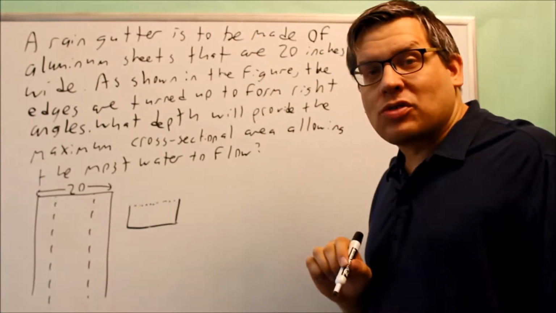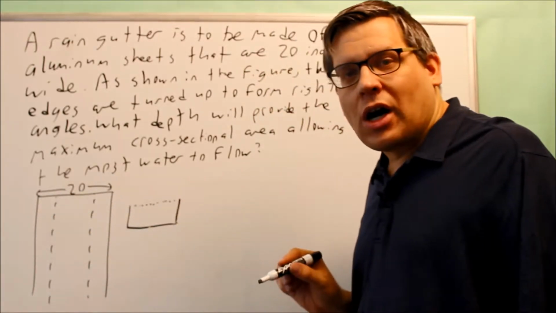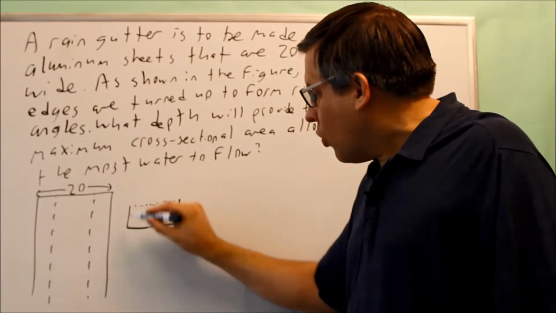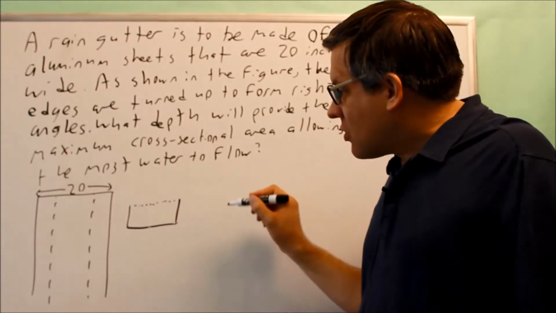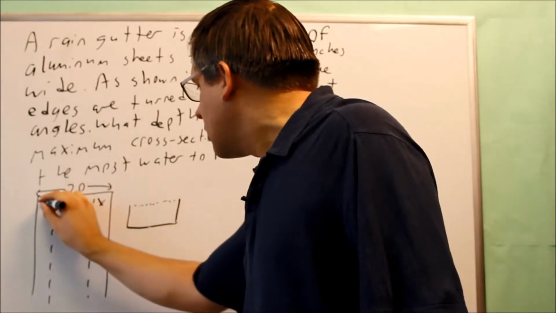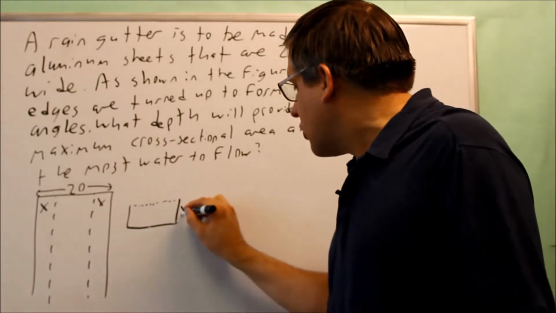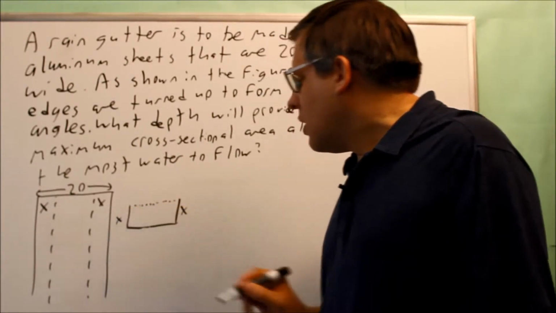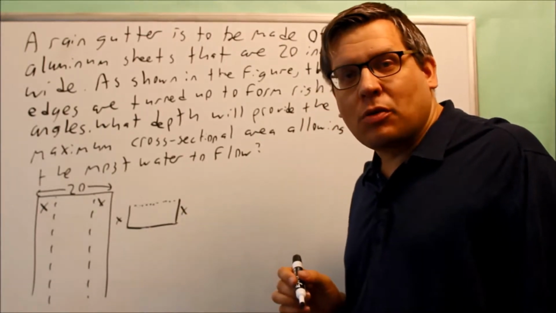So again, I'm using my material most effectively. I have a piece here that's 20 inches wide, but I need to know what dimension to make this so it'll allow the most water to go through. The part that I'm going to fold up, I'm going to call each of these x. So x is the amount that I'm folding up. That means these are both x right here. That's how high it is. So eventually I'm going to solve for x, and that's going to give me my answer.